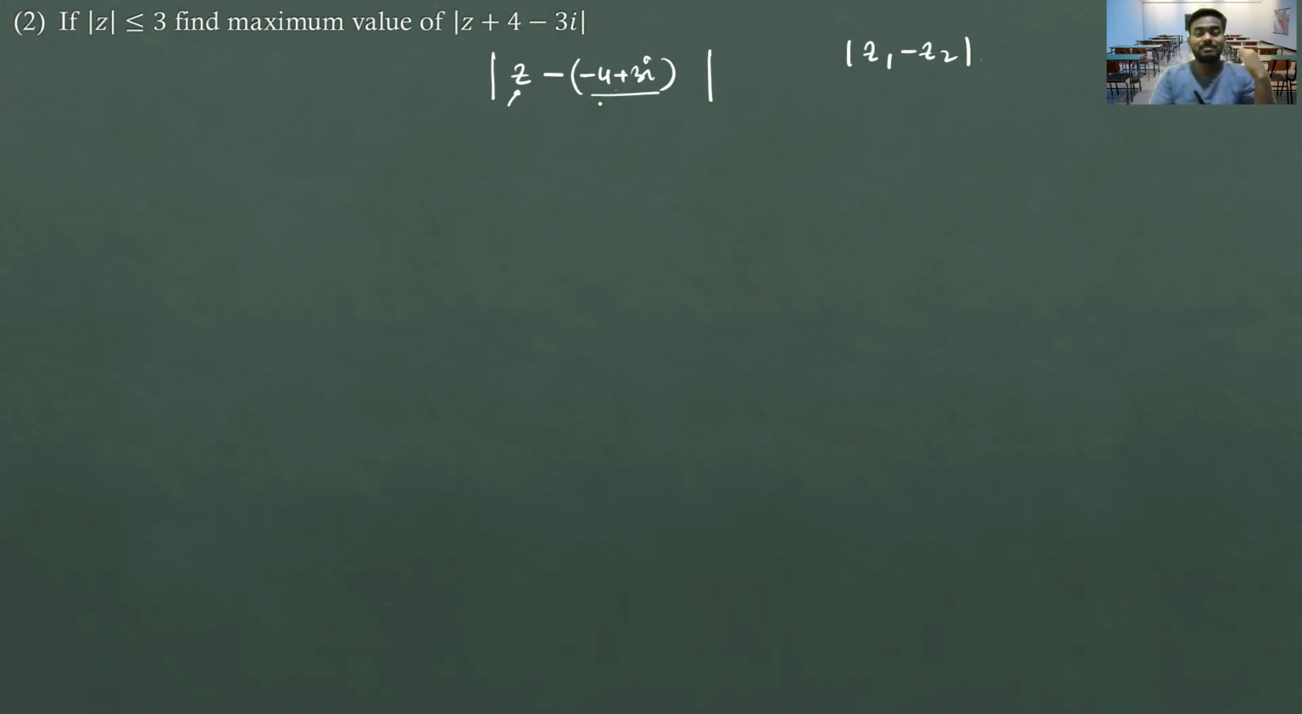So this z is basically a variable point. So we will have to search that z point from where we can get the minimum or maximum value. Now see, what is the meaning of this?